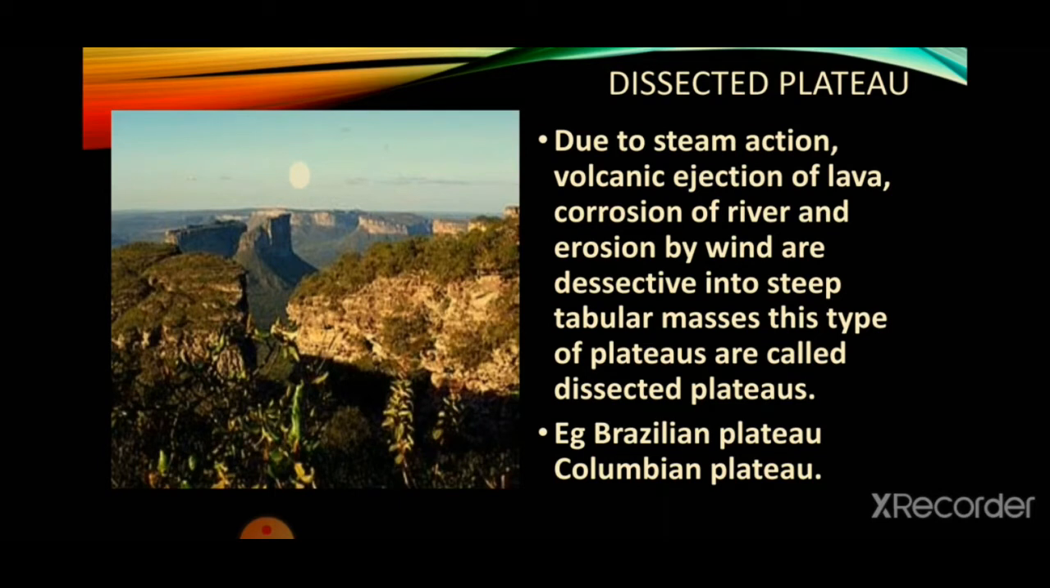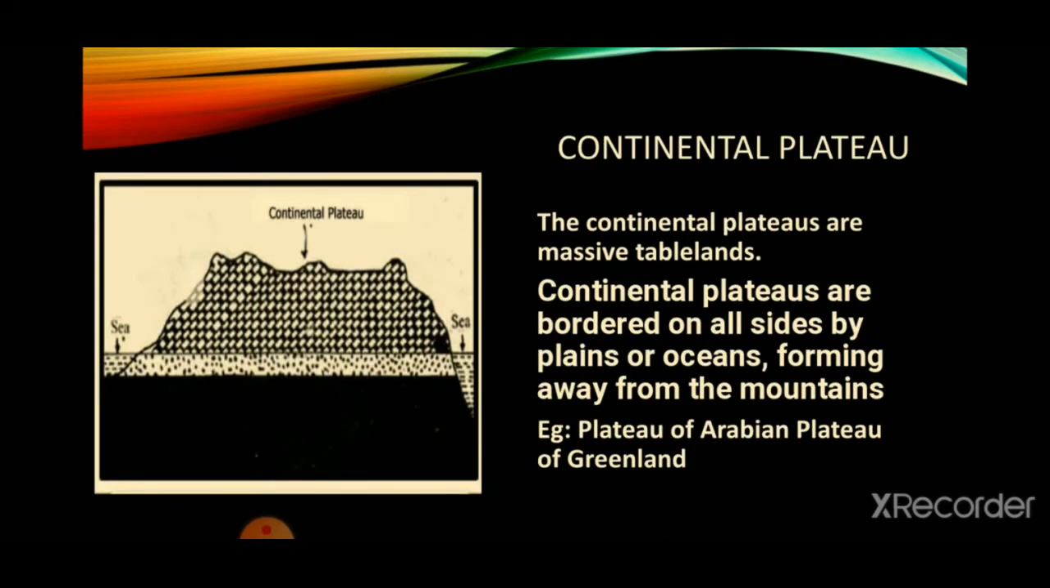You can see the dissected plateaus here, formed due to weathering of rocks by different agents of gradation. Next one is the continental plateau. Continental plateaus are massive tablelands. They are bordered on all sides by plains or oceans. They form away from the mountains, so they are raised areas near a sea or a landmass.